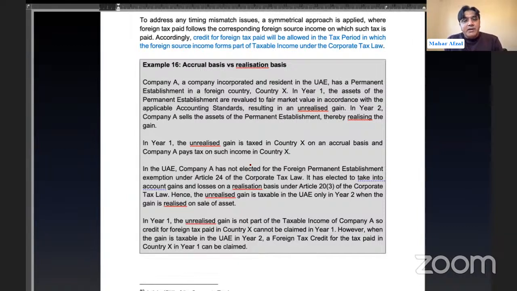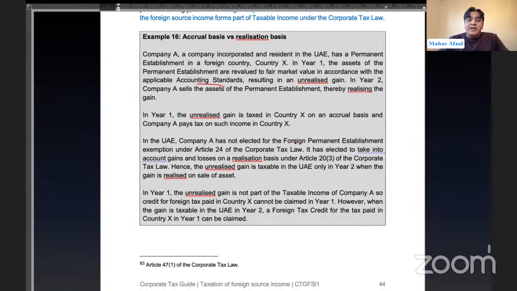That is important. Just look at company A, a company incorporated and resident in the UAE, which has a PE in a foreign country, country X. In year one, the assets of the PE are revalued at fair value in accordance with the applicable accounting standards, resulting in unrealized gain. In year two, the company sells the asset of the PE, thereby realizing the gain. So there is unrealized gain in the foreign jurisdiction, and the next year they sell and realize the gain. In year one, unrealized gain, and in year two, realized gain.